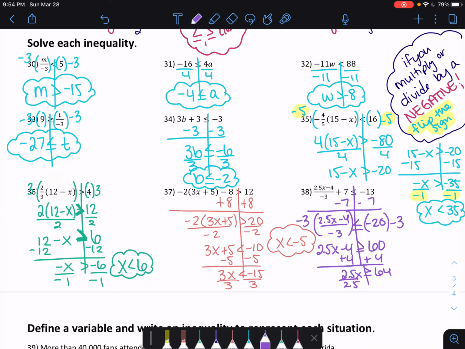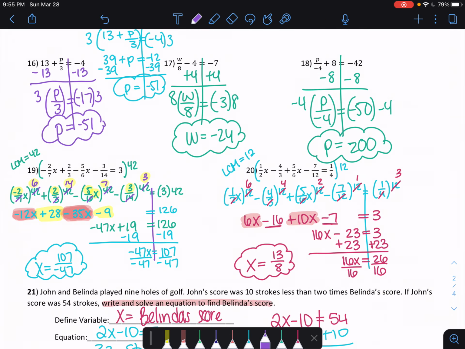And then when I divide by 2.5, I get x is greater than or equal to 2.56. Let me just double check that really quick. 64 divided by 2.5 is 25.6, not 2.56, 25.6.